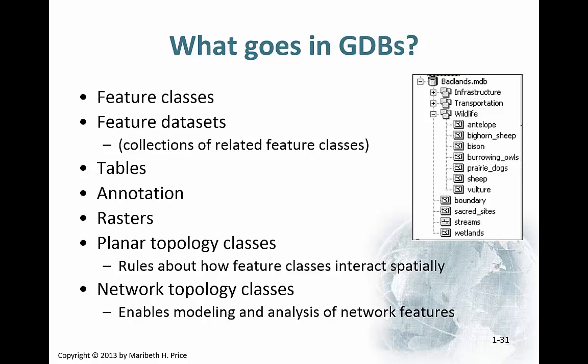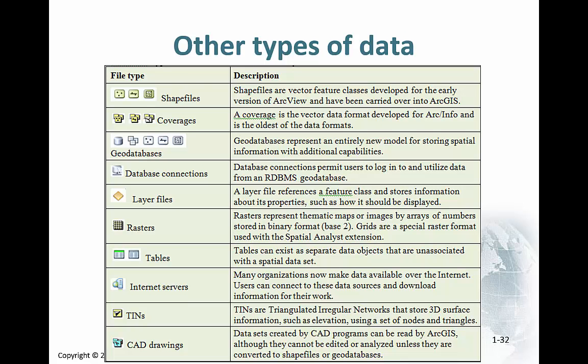Geodatabases can store feature data sets, feature classes, tables, annotation, topology classes, network topology, which enables network features like those used by your utility suppliers to help locate problems within the system when they occur. It's important that you can recognize the different file types based on their symbols or their file extensions.